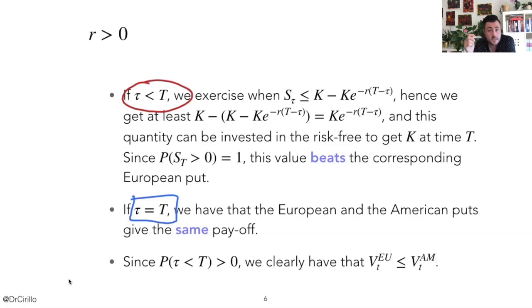Why? Because it can be the case that tau smaller than capital T does not manifest itself, then in that case it would always be equal. But if it manifests itself, then we are in a situation in which the European put is outperformed by the American put. Okay, so this is a very simple strategy to show that the value of the American put is always larger than or equal to the value of the corresponding European put.